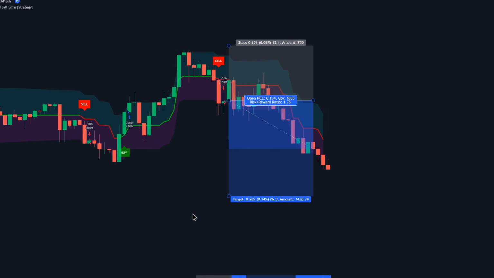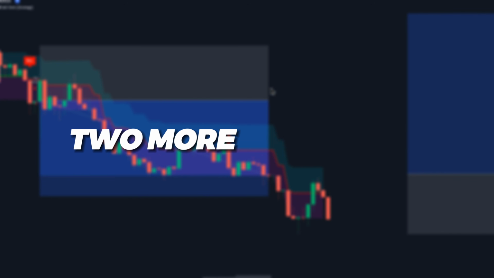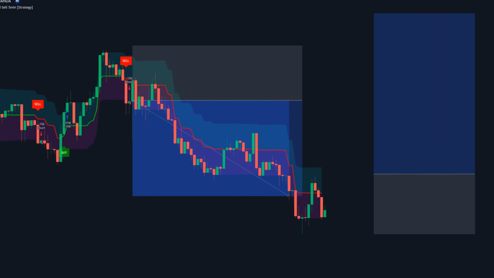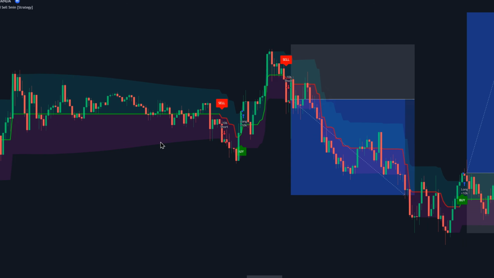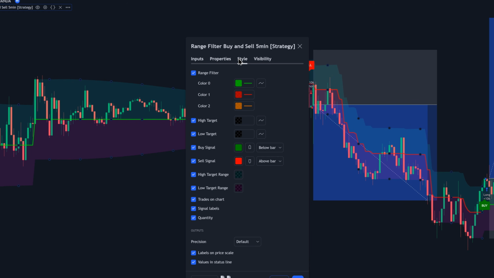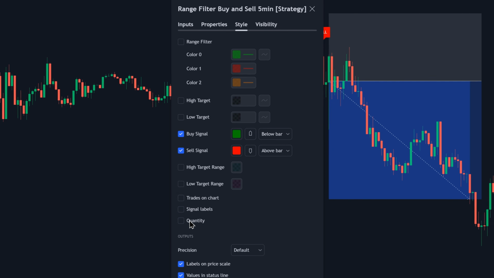Now, in order to turn this from a losing strategy to a profitable strategy, we need to add 2 more indicators to the chart. But before we do that, we're going to double click on it so we can change some settings. On the Style tab, we want to disable the range filter, the high target, the low target, and then down here we're also going to disable the high target range, the low target range, trace on chart, signal labels, and quantity. After all that, click OK.